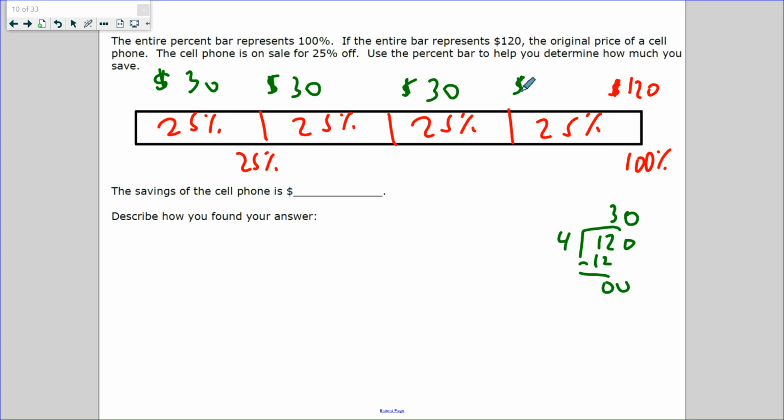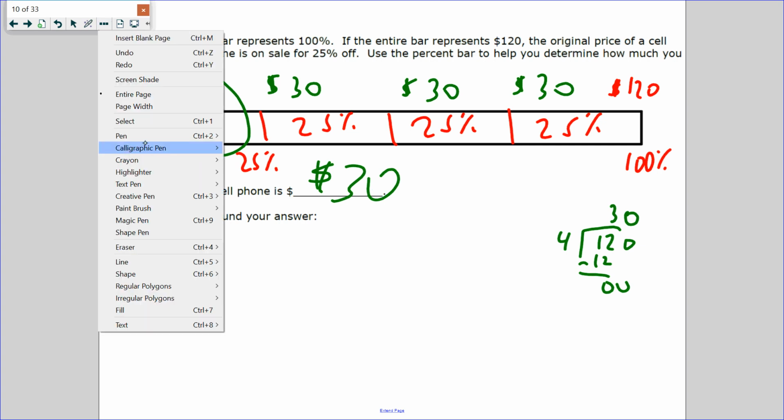And let's see if this makes sense. What is 50%, or half, of 120? 60. Hey, it does work. So what is the savings? So you save 25%, or $30. That's one way you could have done it.